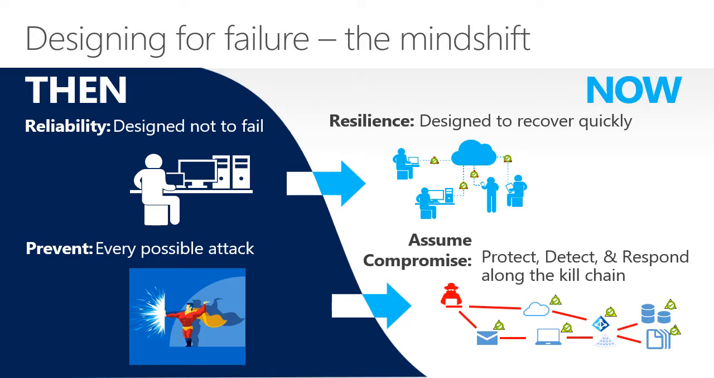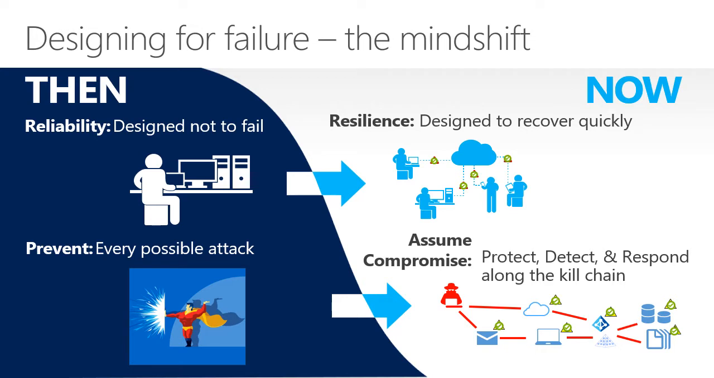Now, we also need to think about designing for failure. Whereas before, we designed our systems not to fail, and then we tried to prevent every possible attack. Like I said in the previous slide, we have to assume that we're going to be attacked, and that attack is not going to be stopped all the time. There will be some that will actually come in. So now the thinking must revolve around resilience. How do we design our systems to recover quickly? And we have to assume that we are already compromised.